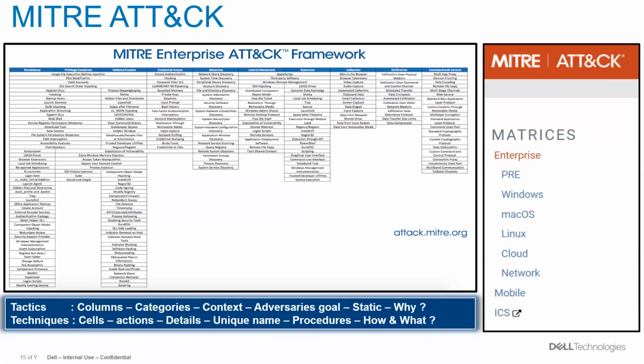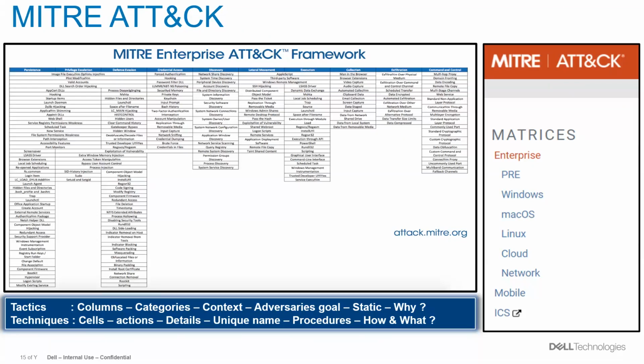Now if you look at this entire matrix, it has a bunch of columns and rows. These columns are called tactics. This talks about various categories. It gives you the context of a particular threat. It gives you the goal of the attacker or your adversary. And these columns are static in nature, meaning they won't change. The column names that you see on the top, like persistence, privilege escalation, defense evasion. These tactics give you a sense of why somebody is trying to do something, or what they are trying to do.